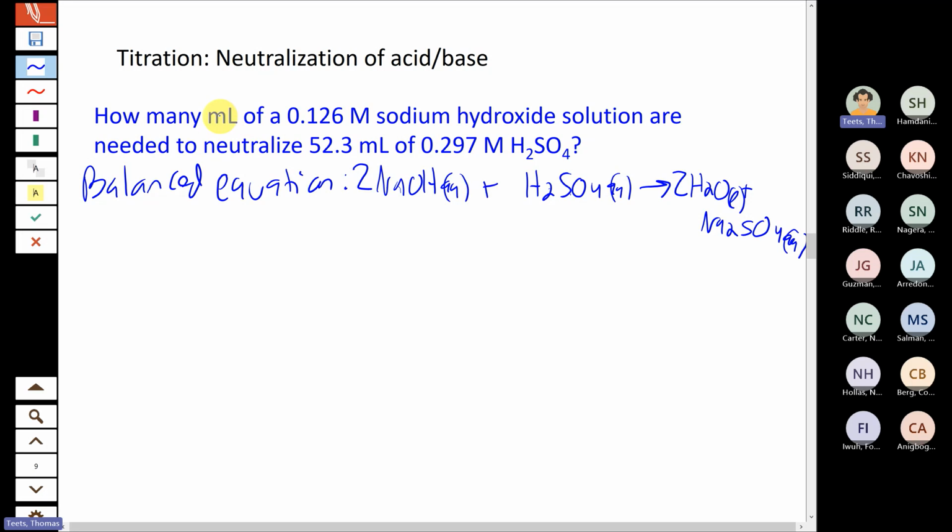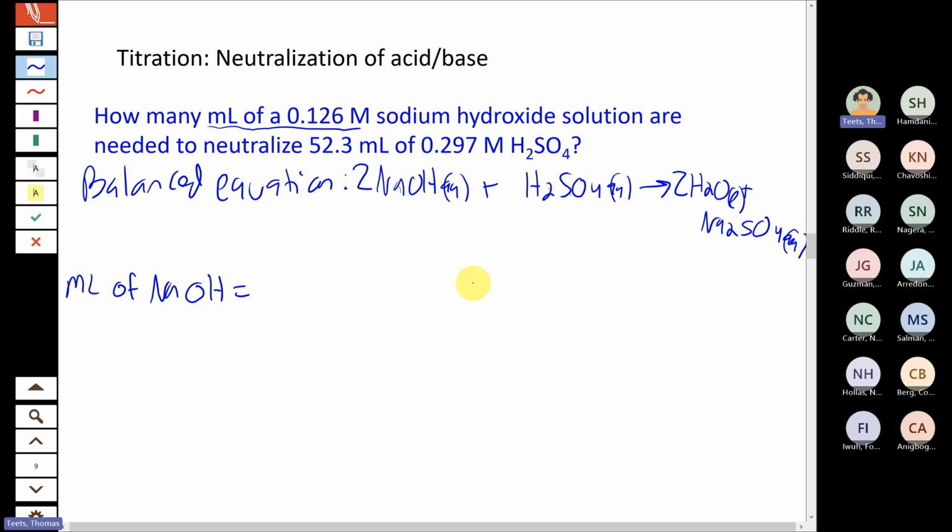We write out what we're looking for, which is the milliliters of our sodium hydroxide solution. That's what we're trying to calculate. And then we just start with a given starting point. So typically in a problem like this, your starting point is going to be the substance where you know both the molarity and the volume, which, as we've already talked about today, allows us to calculate how many moles of that substance we have. So you always want to still calculate moles first.